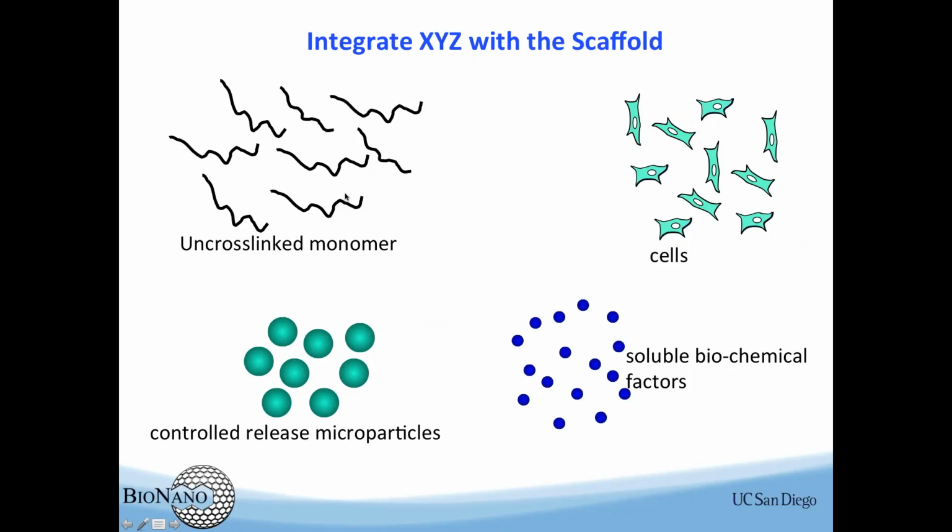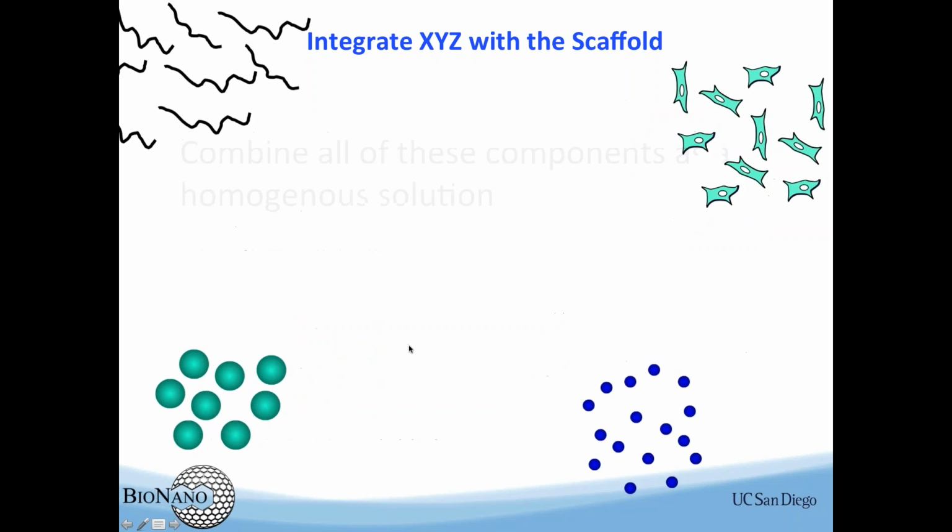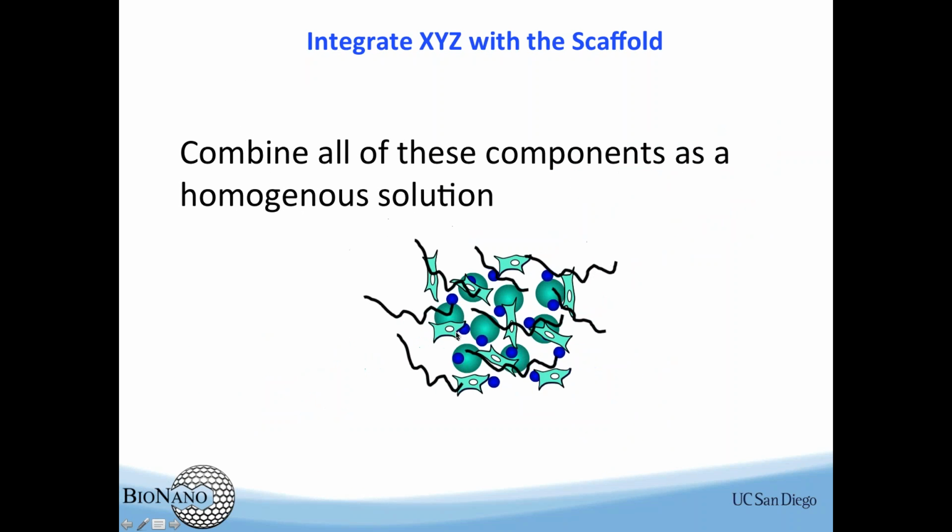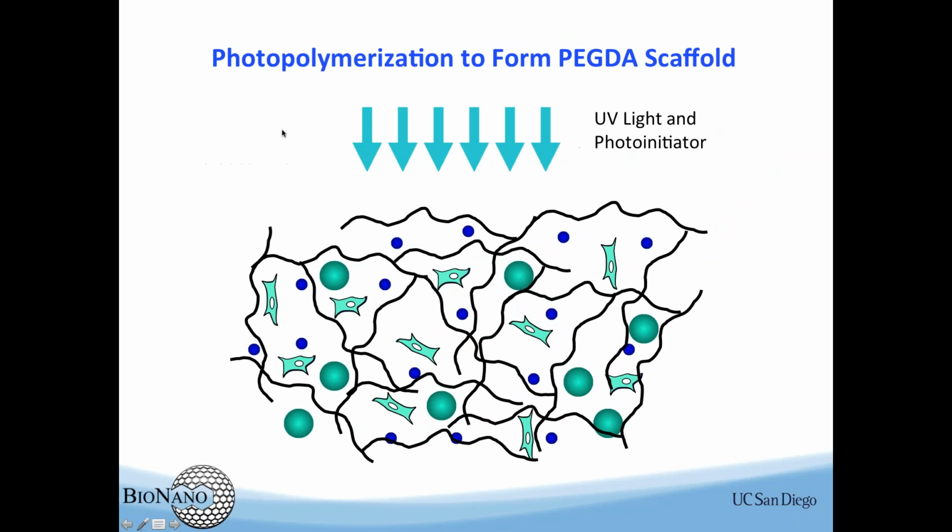So, going back to the way we print. Here, we use uncross-linked monomer. It is sensitive to light, and since it's in solution form, you can add cells to this solution. You can add controlled-release particles. You can add drugs. You can add growth factors into the solution, and then mix them together. Then you shine the light.